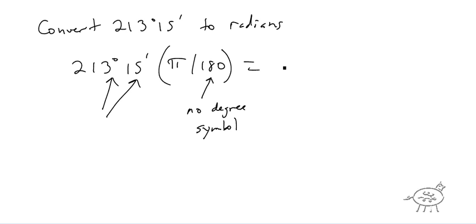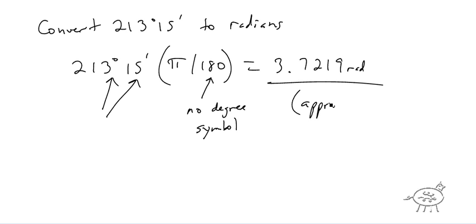If you multiply that out, of course, getting an approximate answer, you're going to get 3.7219. It's radians, but you don't even have to put radians. And this is, of course, an approximate answer. Okay, not too bad.